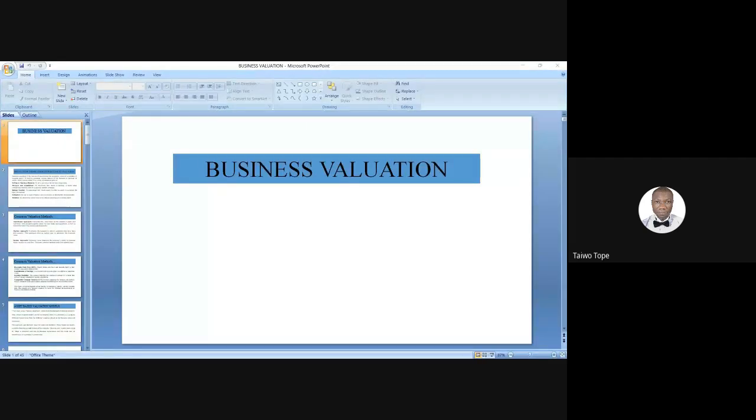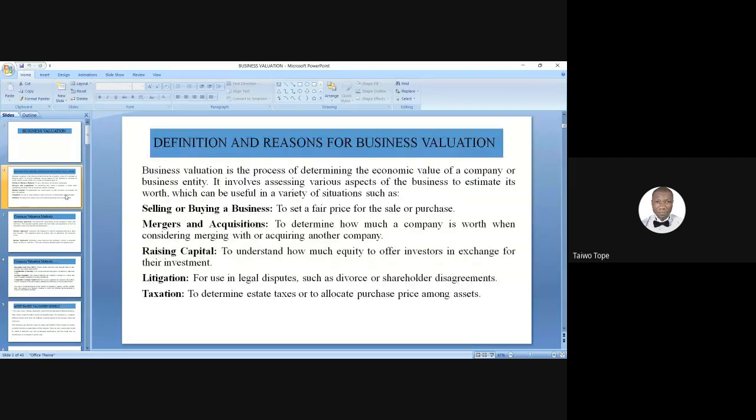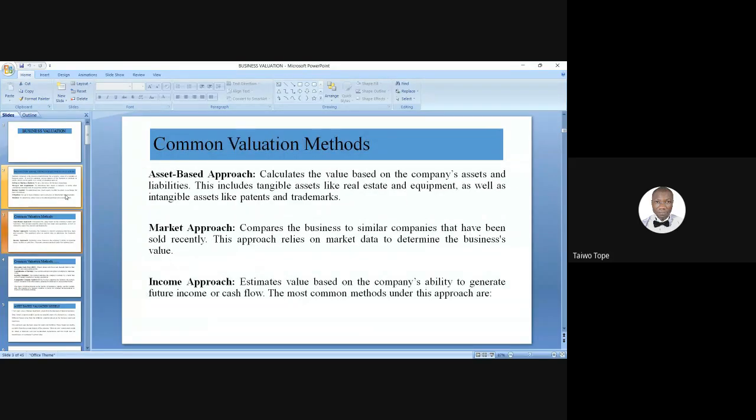So the key point is sorry, I'm not moving my slide because some of the things are not actually there.